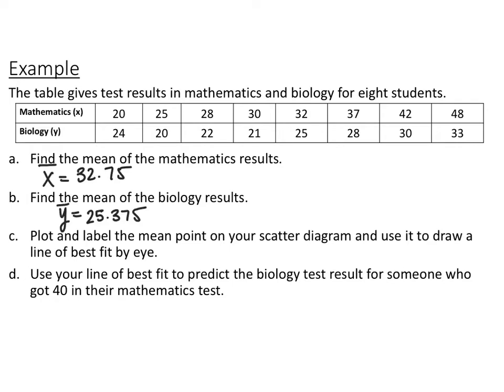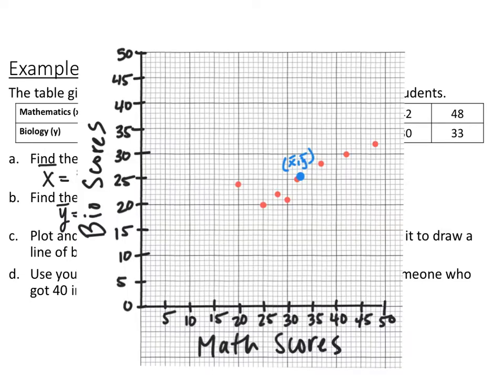So if you use a calculator, you find that x bar, or the mean of all the math scores, is 32.75, and if you use your graphing calculator or do it by hand, you find the y bar, or the mean of the biology results, is 25.375. And this is the scatter diagram.